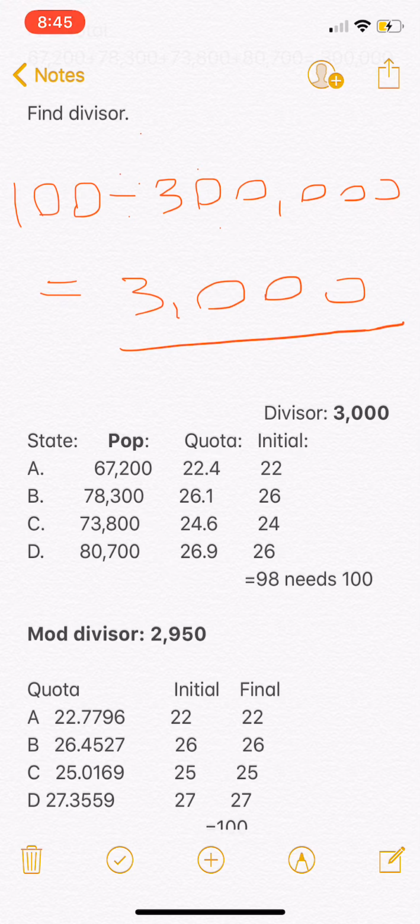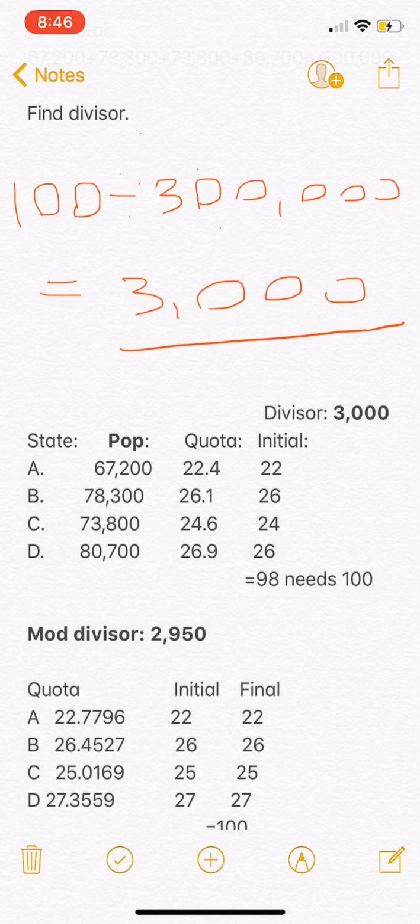We would do the same thing as before. So for state A, it would be 67,200 divided by 2,950. And we do this for each state. So for the quota for state A, it would be 22.7796. For state B, 26.4527. State C, 25.0169. State D, 27.3559. And for the initial, again, we ignore the decimal part of the quota.